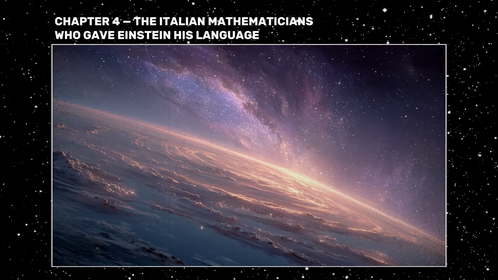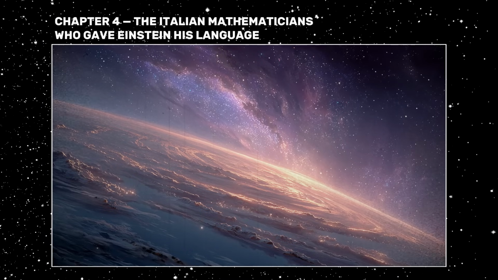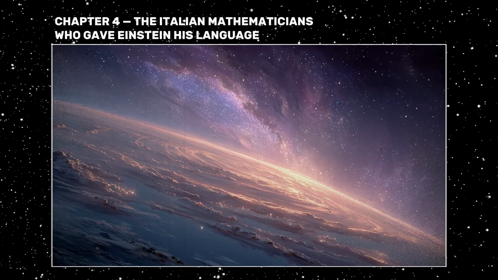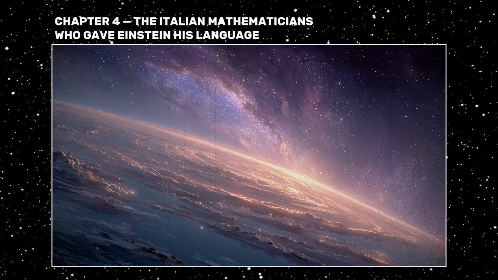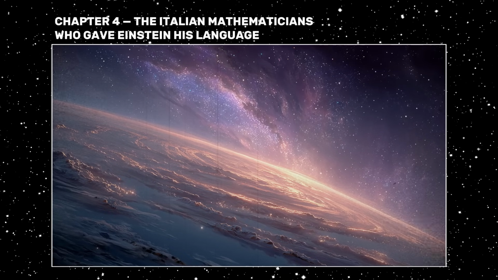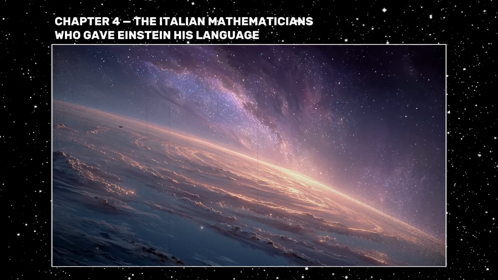Ricci Curbastro was born in 1853 in Lugo, a small town in northern Italy. He studied mathematics in Rome and then in Pisa, where he worked under Enrico Betti, an influential mathematician who had introduced the ideas of Riemannian geometry into Italian mathematics.